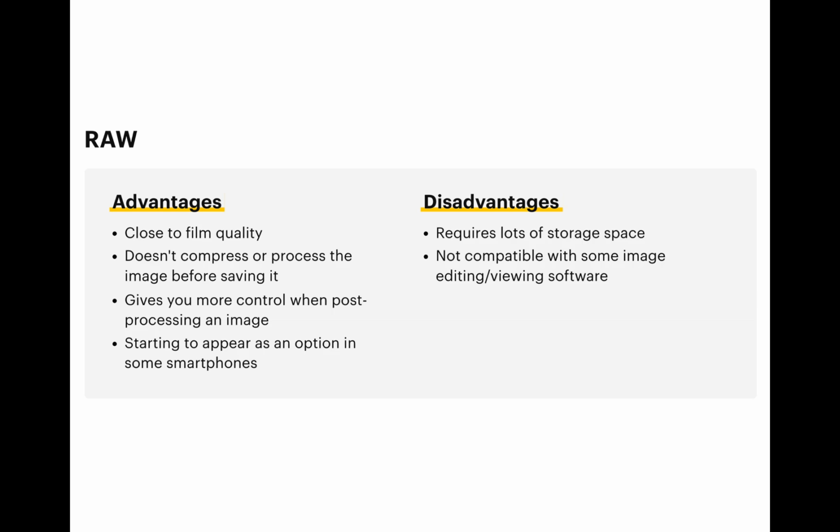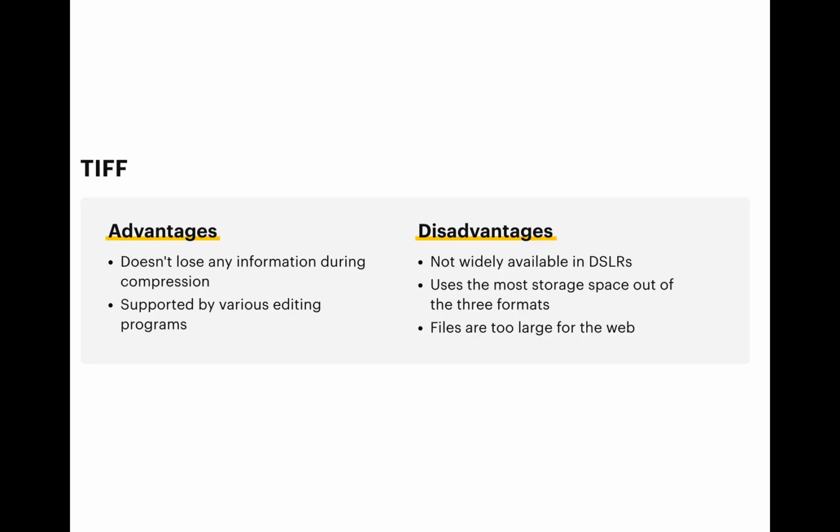They're also having options where you can now shoot in RAW on smartphones. The other thing for RAW files, just like TIFF, is that it requires a lot of storage space, and there's some software that's not compatible with actually looking at it. So probably your image editing software on your phone or some of these third-party image editing won't be able to see it, and some of these just image viewer softwares, you won't be able to see a raw file.